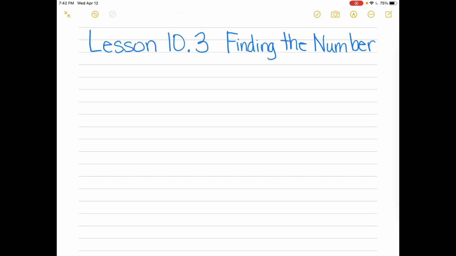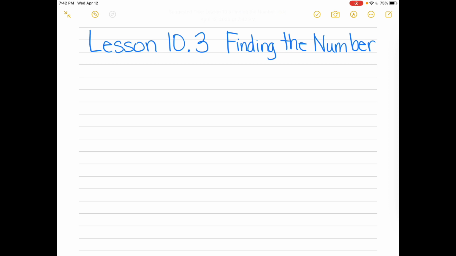Students, today we're doing lesson 10.3, finding the number. And in this lesson, it's the same as the last lesson, 10.2, where I told you that the book teaches you both ways of writing an equation or solving it through proportion, and that we were only going to do the equation part. So I'm going to do the same thing in this lesson.